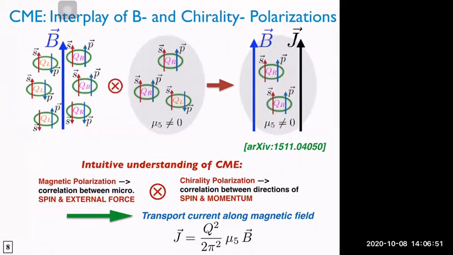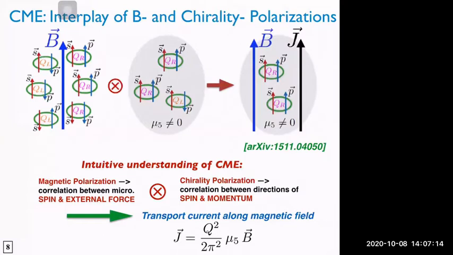Now imagine that we have a system of quarks. They have spin and they have momentum, and suppose they're massless. Now if you apply a B field, that will basically polarize spin. For simplicity, suppose we have only positive charge quarks. Then spin will be preferably aligned with the magnetic field. And this is just magnetic polarization, okay? Spin parallel to magnetic field.